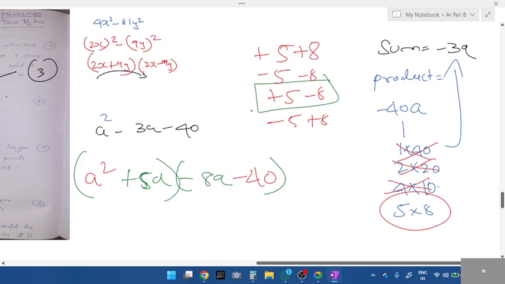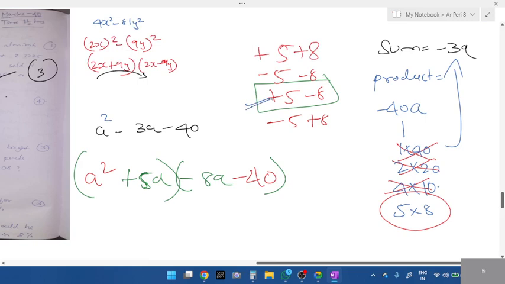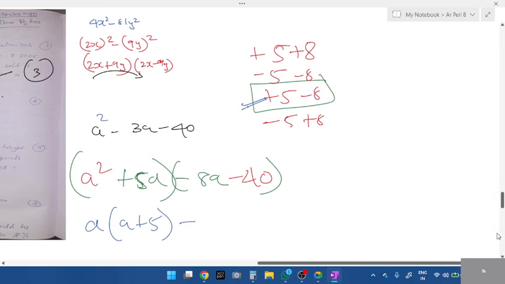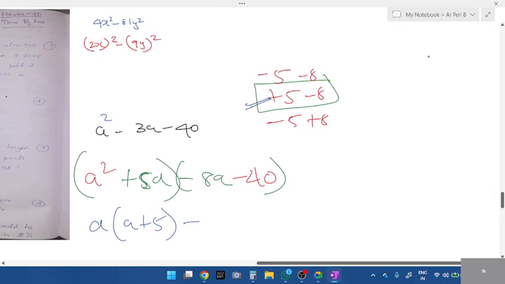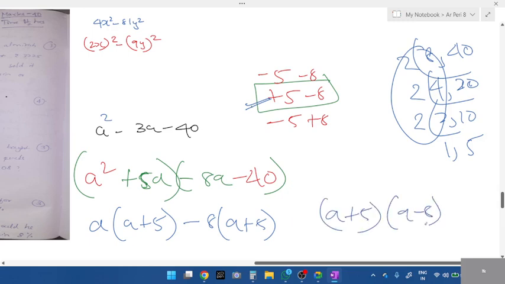Good. Whoever has done this question will definitely be able to solve it in tomorrow's test, students. They'll give an easier question. So 5 and minus 8. A is common. A plus 5. Minus is common. Factorize 8 and 40. When you factorize 8 and 40, what do you get? 2 4s are 8, 2 20s are 40. 2 2s are 4, 2 10s are 20. 2 1s are 2, 2 5s are 10. What's the HCF? 8. What's the answer? A plus 5 into A minus.